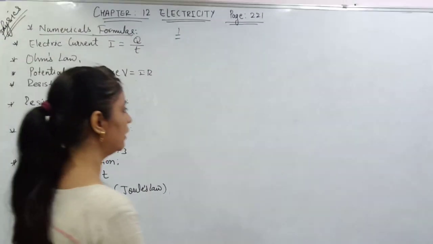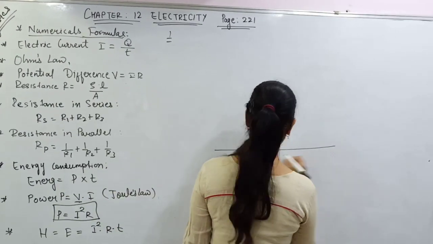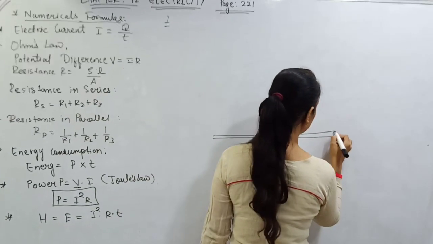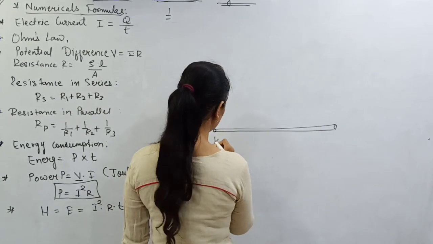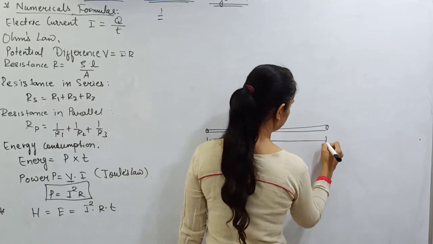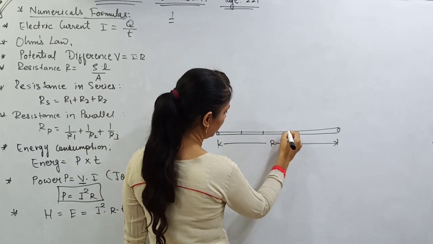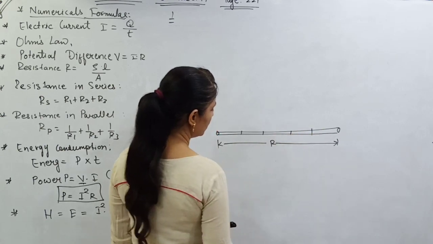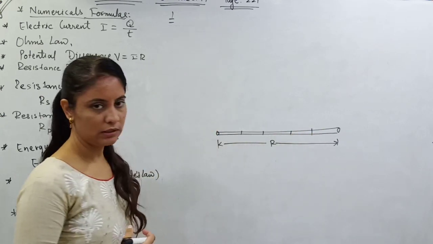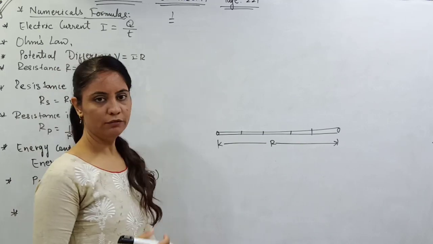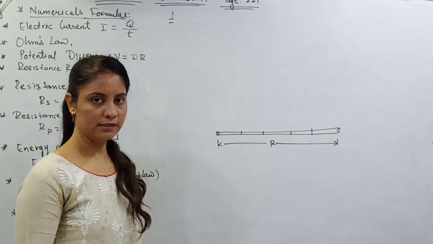Just imagine that a length of wire is given. I am showing a wire. Its whole resistance is R. It has been cut into 5 equal parts, like that. So I have to find the individual resistance of each part, and then we have to find the equivalent resistance.